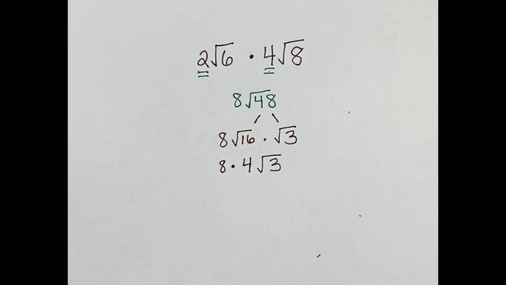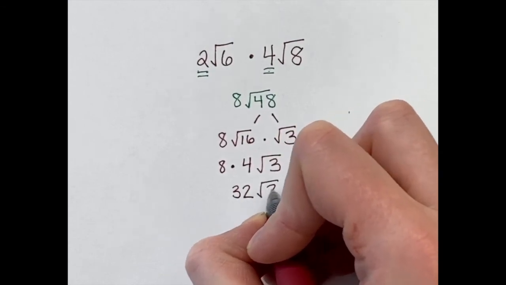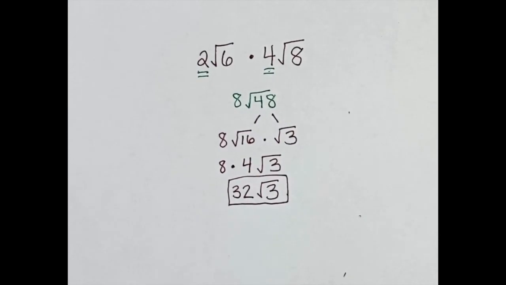And now all I have to do is multiply the 8 and the 4. 8 times 4 is in fact 32 radical 3. Wow, we got the same thing Mrs. Sullivan did, but doing it a different way. Either way you pick is totally fine.